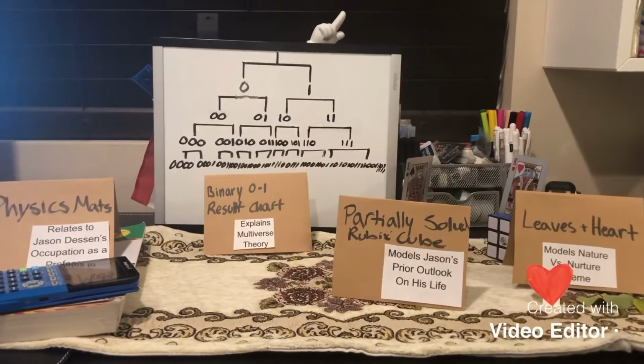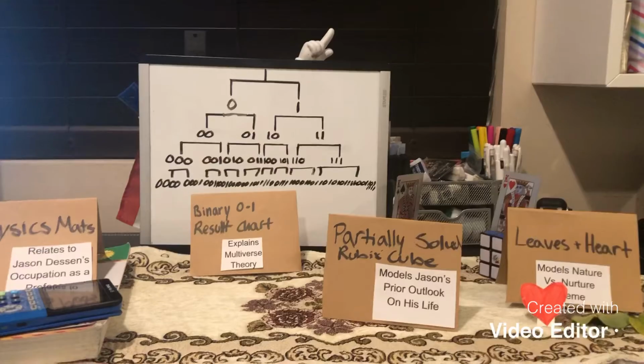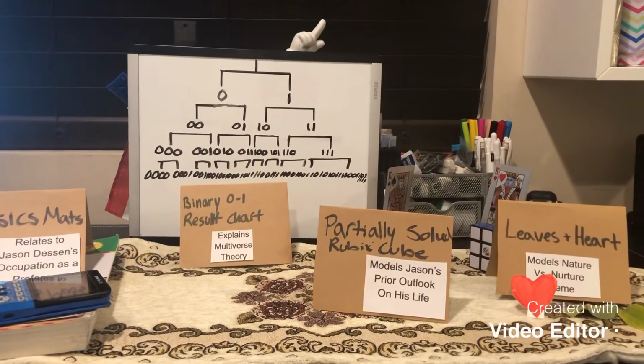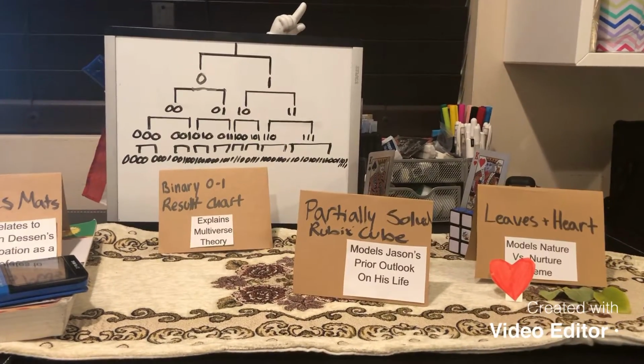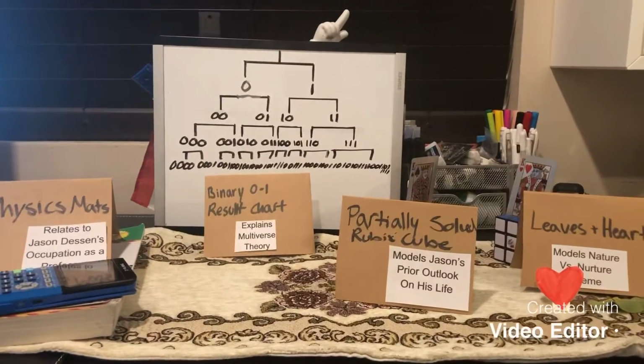I really enjoyed this story, and I chose 4 different objects that I felt were very important to understanding both the story of Dark Matter and also the themes that were present within it. These are the 4 different objects which I chose: physics materials, a binary 0-1 result chart, a partially solved Rubik's Cube, and leaves and a heart. I'm going to be going into all of these in depth.